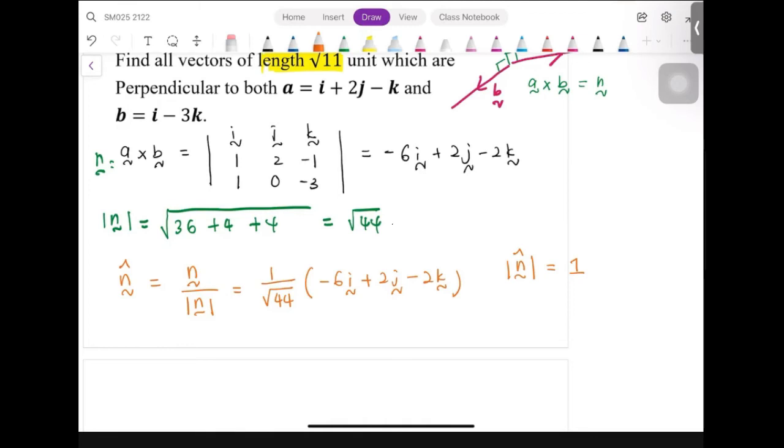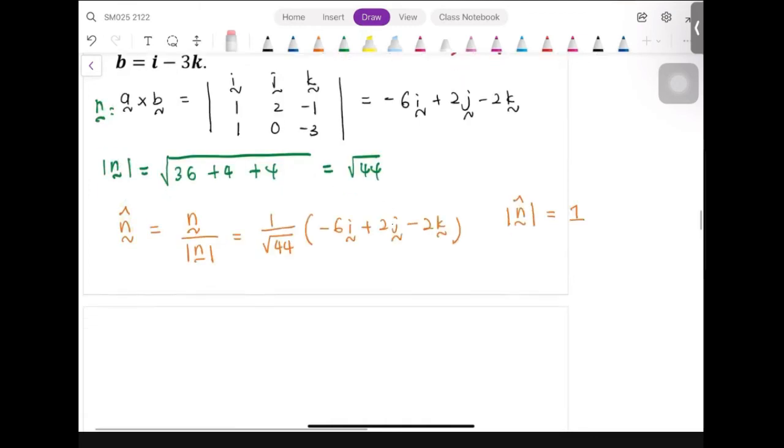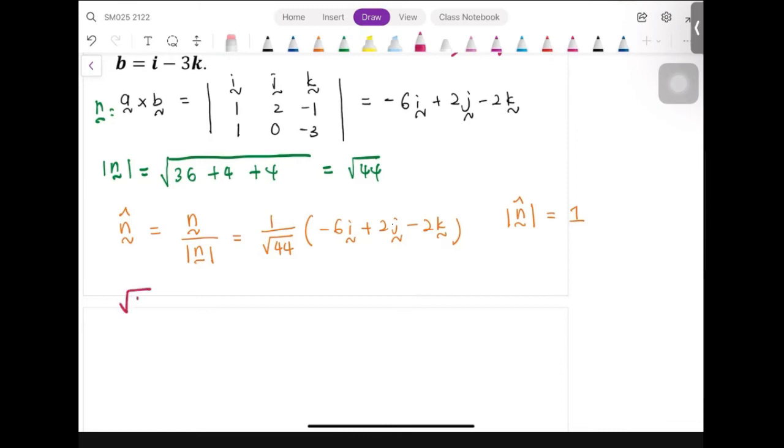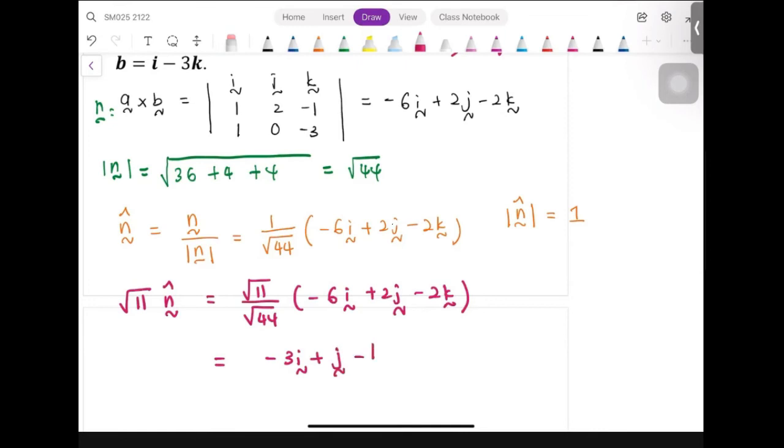Since the question asks to find a vector with the length root 11, and now we have a vector with the length of 1, just multiply this by root 11. So root 11 times our unit vector, we will get root 11 over root 44 times our unit vector just now. Simplify this, we will get negative 3i plus j minus k.